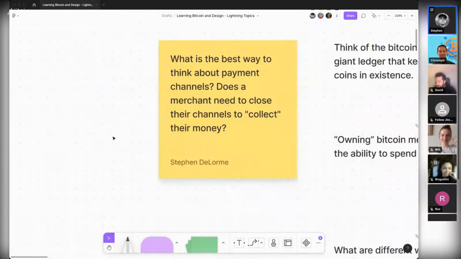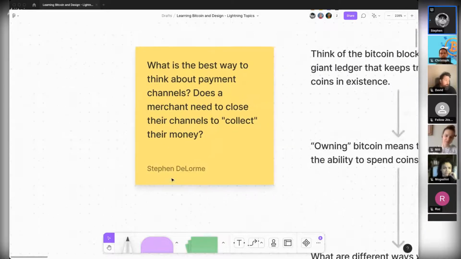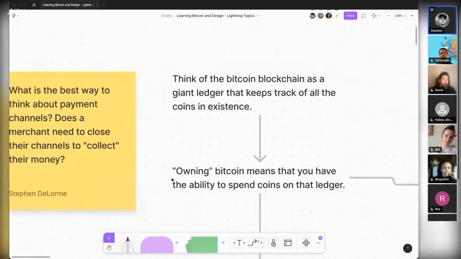So an important question is, what's a good way to think about channels? Does a merchant need to close their channels to collect their money? Because last week we kept talking about the Alice and Bob scenario, and what if Bob's running a coffee shop and has channels open? Does Bob need to close his channels to collect his store's revenue? And so here's my response to that.